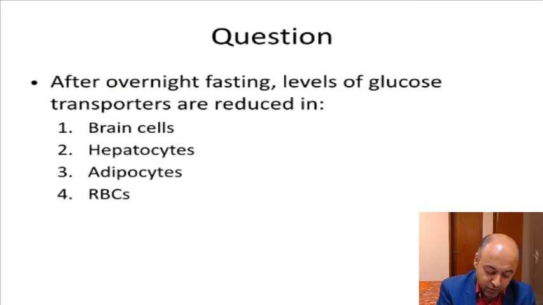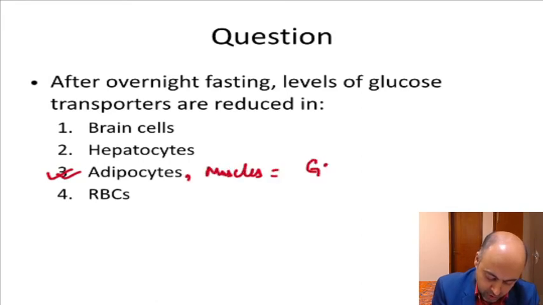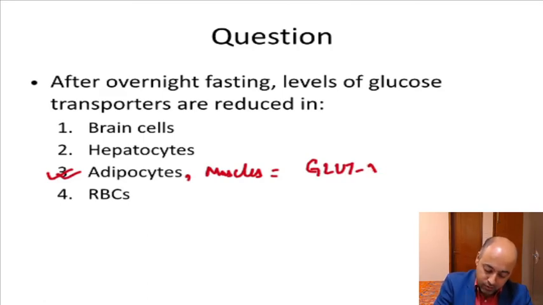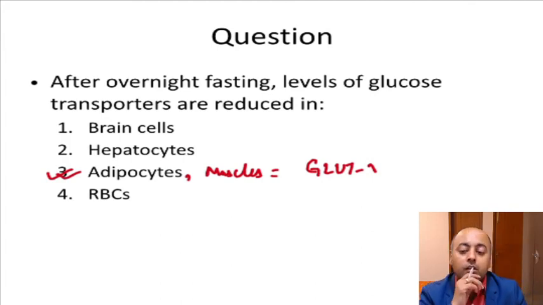After overnight fasting, levels of glucose transporter are reduced in adipocytes and muscles, please note the answer here, due to GLUT4, which is dependent on insulin.